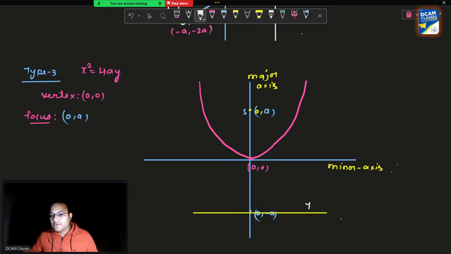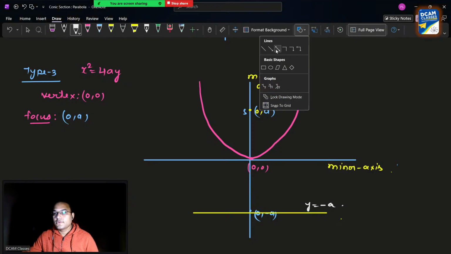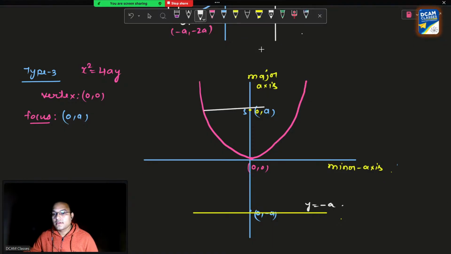So y is equal to minus a. Very good. And again, the latus rectum will be y is equal to a. Tell me the points. See, one thing you can be sure: whatever the parabola may be, the length of the latus rectum will always be 4a.